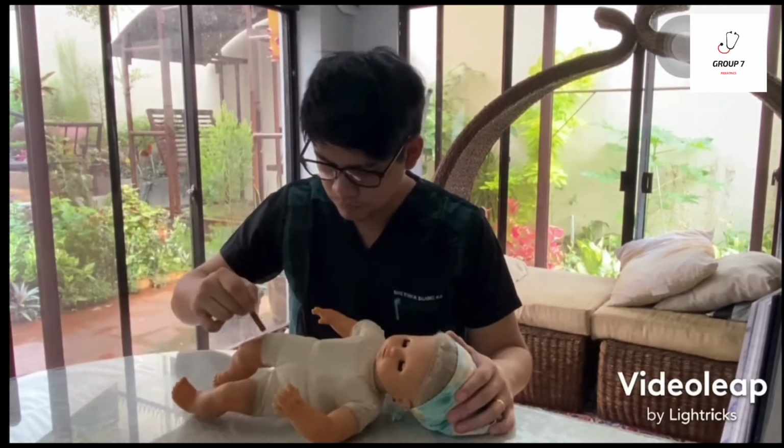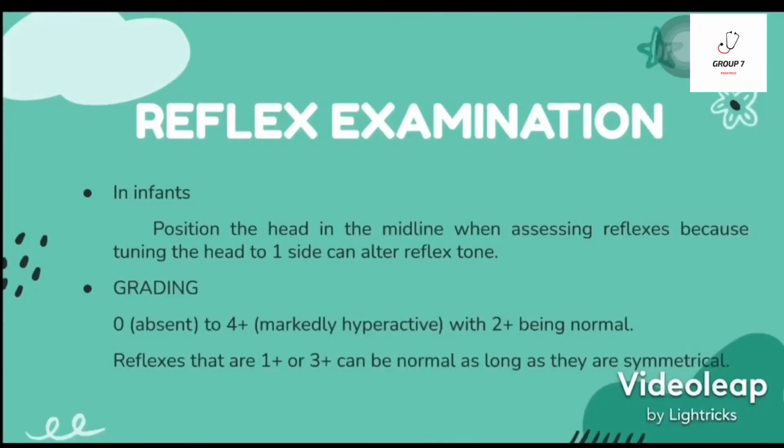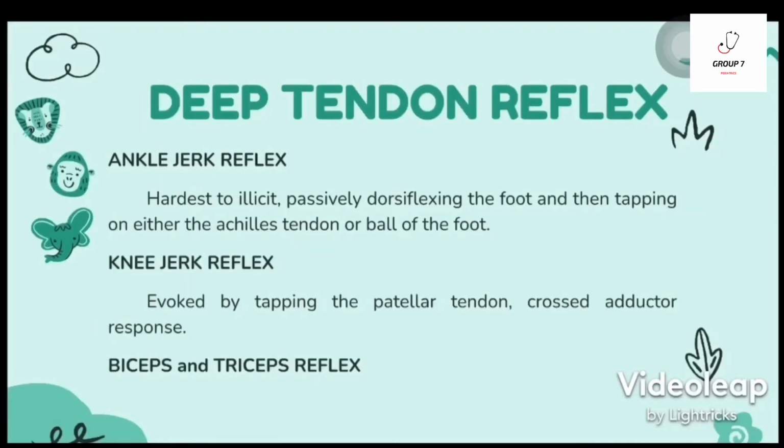For the reflex examination, in infants, we position the head in the midline when assessing reflexes because turning the head to one side can alter the reflex tone. And as for the grading of reflexes, you can see it on the screen. For the deep tendon reflexes, we have ankle jerk reflex, knee jerk reflex, biceps and triceps reflex, wherein ankle jerk reflex is the hardest to elicit.